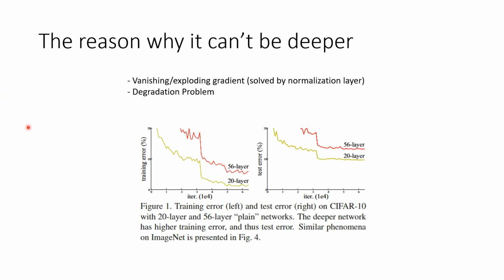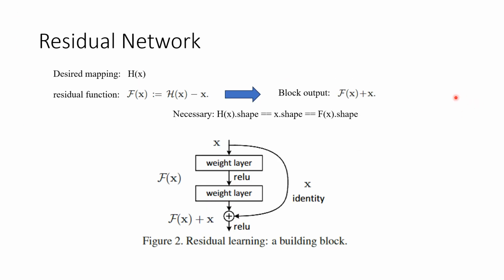So the reason why it cannot be deeper might be that it suffers from vanishing or exploding gradients, but according to the paper, that is solved by the normalization layer of batch normalization. So the researchers conclude that it suffers from a degradation problem, so they proposed a residual network.